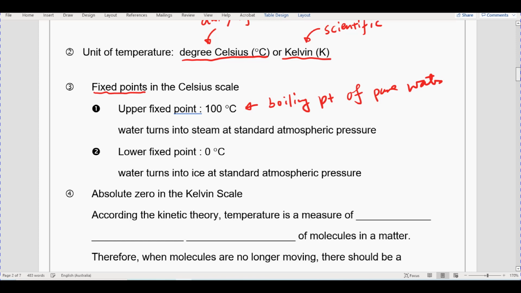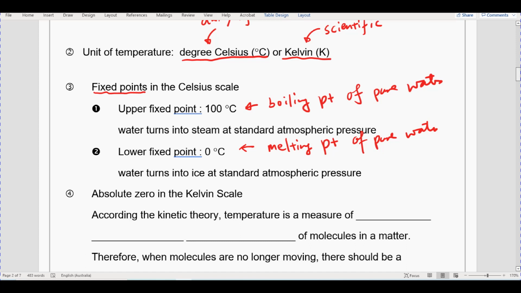The lower fixed point is 0 degrees Celsius. That's when water turns into ice, so you can say that's the freezing or melting point of pure water. That's how we define the Celsius scale. These are the two temperatures you will see in a liquid in glass thermometer.